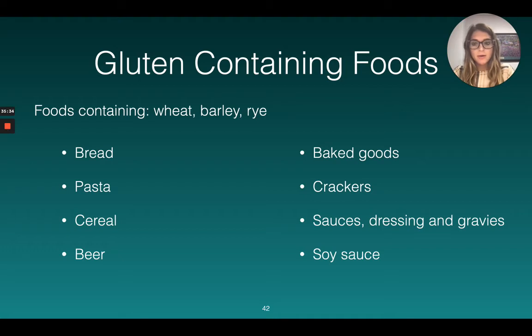Thankfully, nowadays, because celiac disease is so common, there are a variety of items you can find that have alternative ingredients, such as rice or potato that it's made from, instead of using gluten, so that individuals can also consume these. For instance, they have gluten-free crackers, gluten-free bread, gluten-free soy sauce, gluten-free cereal, gluten-free pretzels. So a wide variety of gluten-free options are now available for individuals who do have celiac disease.